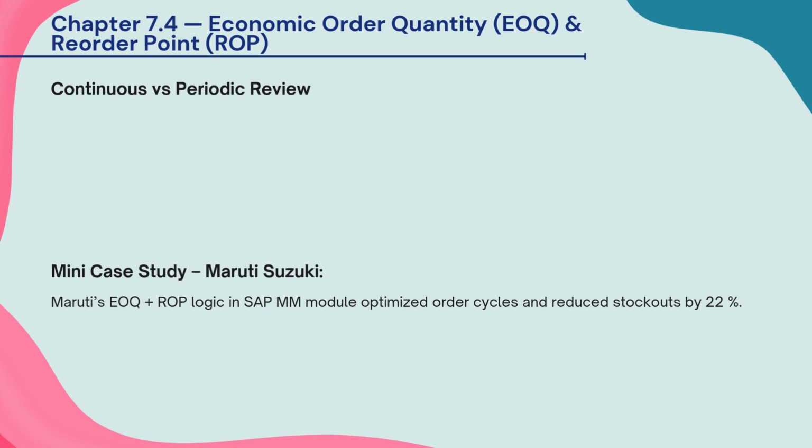In the continuous review system, Q orders are placed when stock reaches or falls below the reorder point, ROP. This is used for high-value, critical items. In the periodic review system, P, inventory is reviewed at fixed intervals and orders are placed based on the stock level at that time. This is suited for low-value, stable items. For example, Maruti Suzuki optimized order cycles by integrating EOQ and ROP in their SAP MM module, reducing stockouts by 20%. This system helps manage inventory more efficiently and ensures timely replenishment.